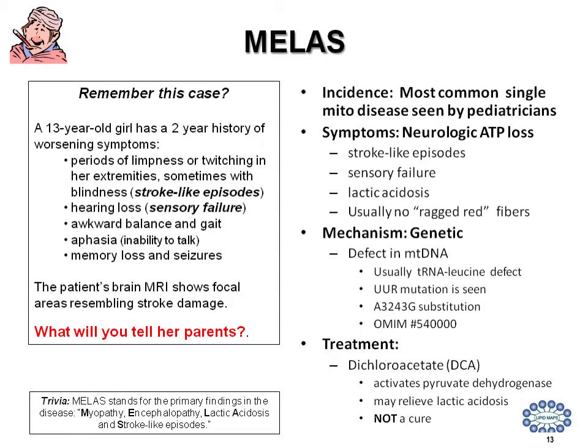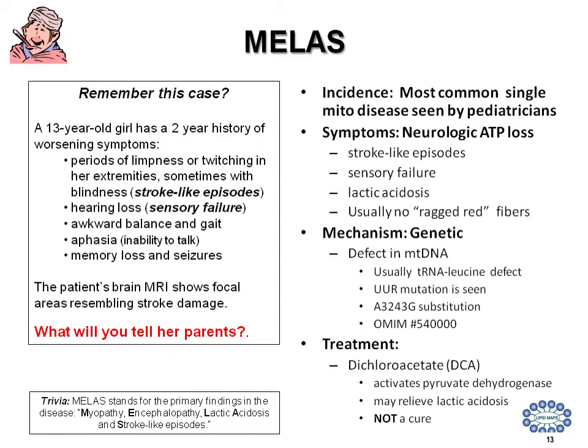Another example is Leigh disease, which is again uncommon, but it's the single mitochondrial disease that is picked up by pediatricians. Its symptoms include a neurologic ATP loss resulting in stroke-like episodes, sensory failure, and lactic acidosis, and usually they don't see the ragged red fibers that are otherwise typically present. Again, this is a genetic disease, and here it's a defect in mitochondrial DNA, usually a transfer RNA leucine defect. There is a treatment for it, but it is a treatment and not a cure.